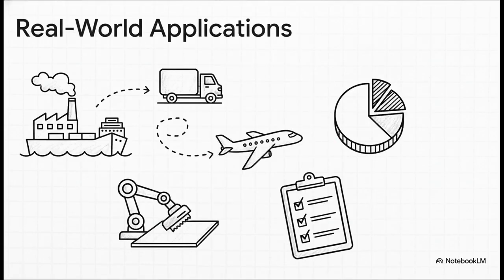So why does any of this matter? Because this architecture of choice is quietly running the modern world. It's used to manage global supply chains, to create flight schedules for thousands of airline crew members, to design financial portfolios, and even to figure out the most efficient way to cut materials in manufacturing. The scale is just incredible.